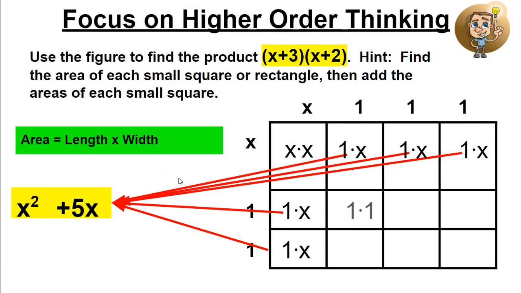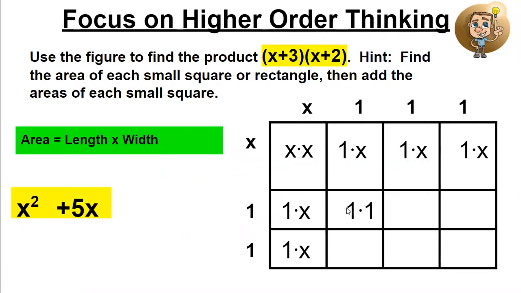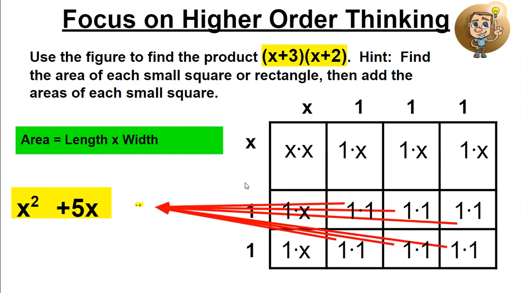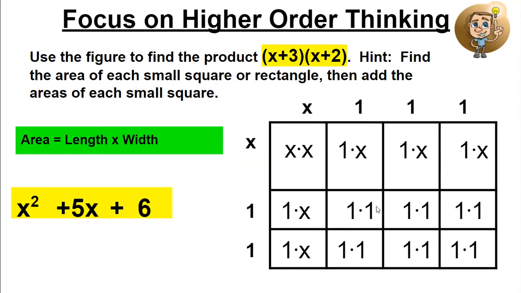And we have a few more things to do. We have to do 1 times 1. There's a length of 1, a width of 1. This is 1 times 1. This is 1 times 1. This is 1 times 1. 1 times 1. And finally, 1 times 1. So all of these are 1, 1, 1, 1, 1, 1. Let's put that with our equation. Plus 6. There's 6 ones. 1, 2, 3, 4, 5, 6.